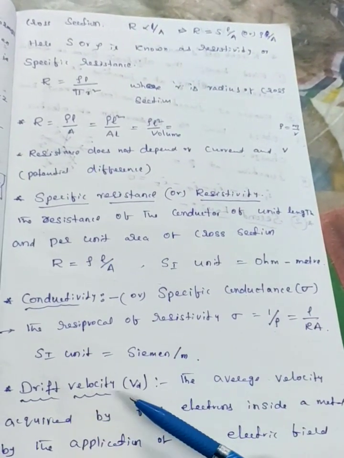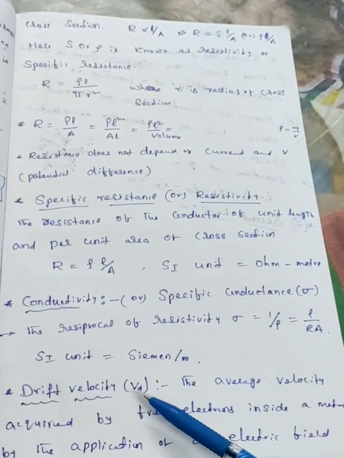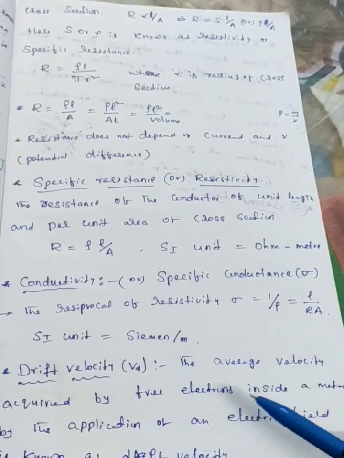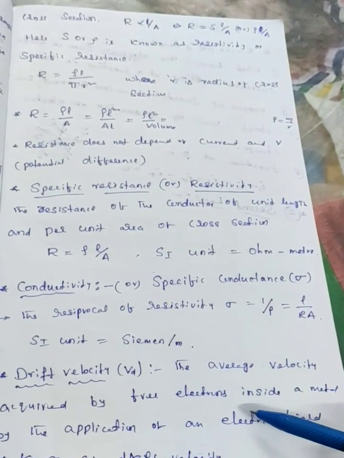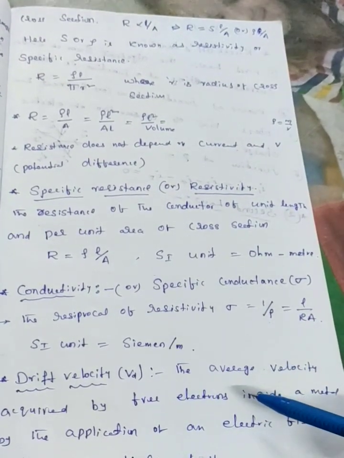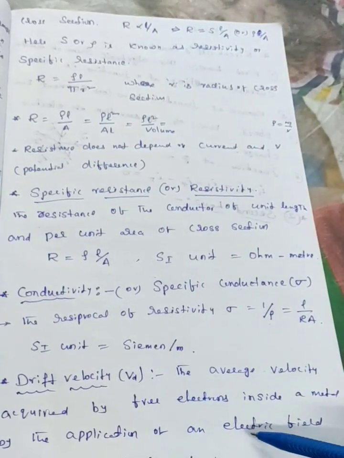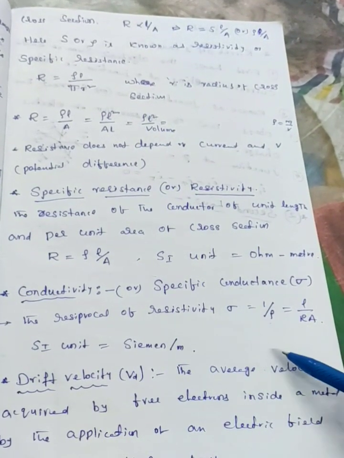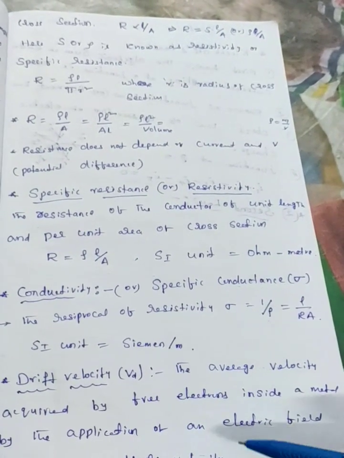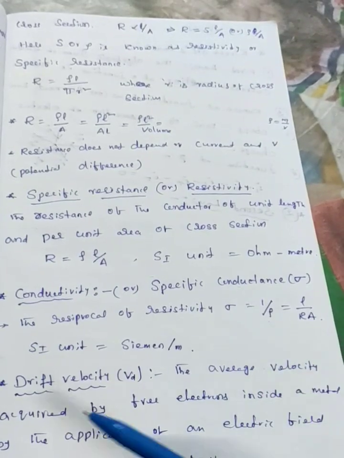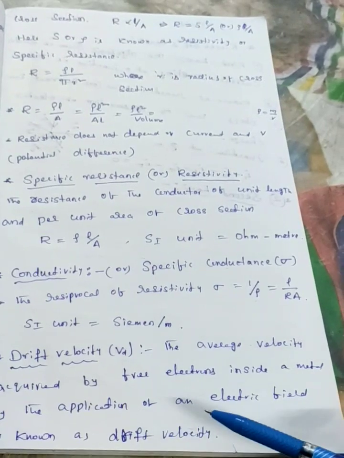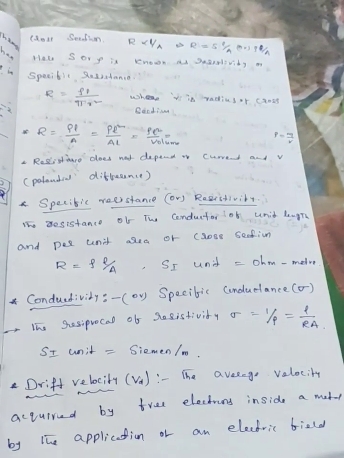Next, drift velocity. Whenever an electric field is there, at that time the total charge is moving towards the positive terminal. That means due to the electric field, velocity is acquired by the free electrons inside the metal. That is called drift velocity. The average velocity acquired by free electrons inside a metal by the application of an electric field is known as drift velocity.